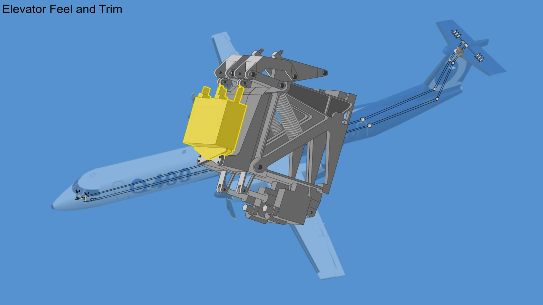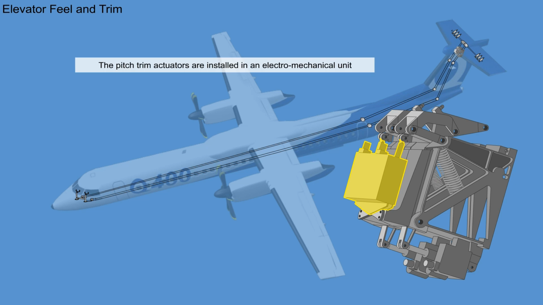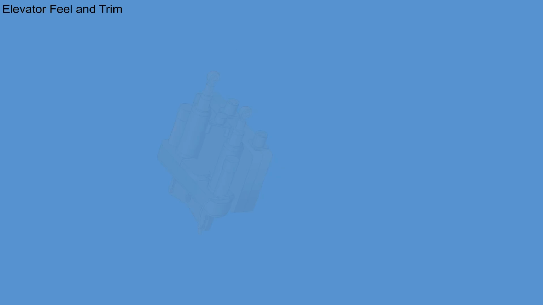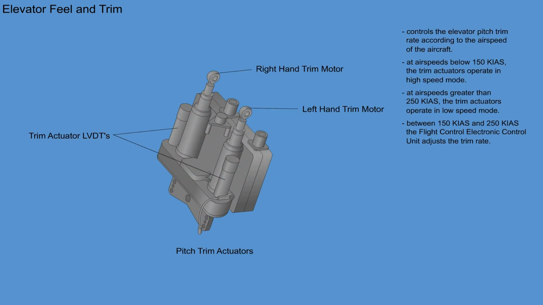A pitch trim actuator is installed on top of each pitch trim unit and gives elevator trim. The pitch trim actuators are installed in an electromechanical unit that includes 2 DC motors that are installed in line so that only one motor is needed at any time to operate the 2 actuators. Pitch trim is accomplished by 2 pitch trim actuators that are controlled automatically by the autopilot or manually by the trim switches on the pilot's and co-pilot's control wheels.